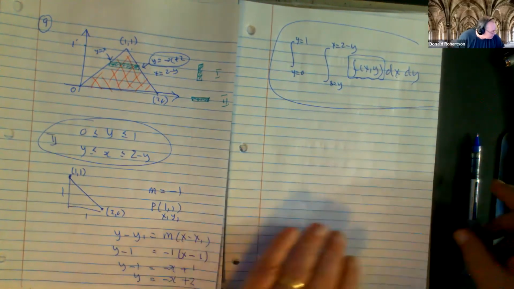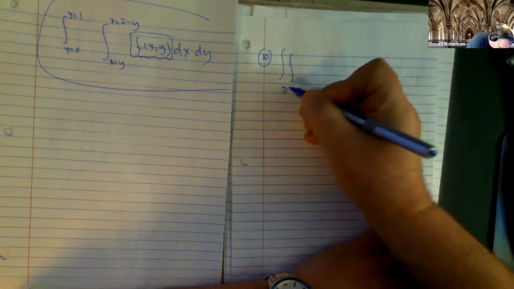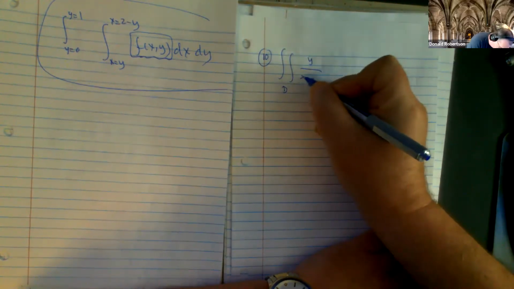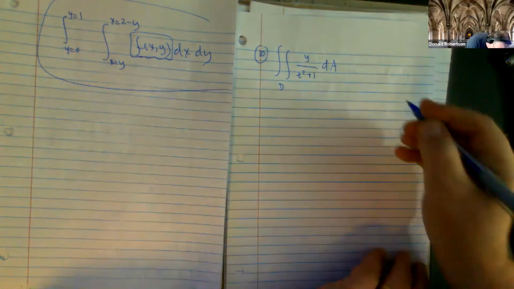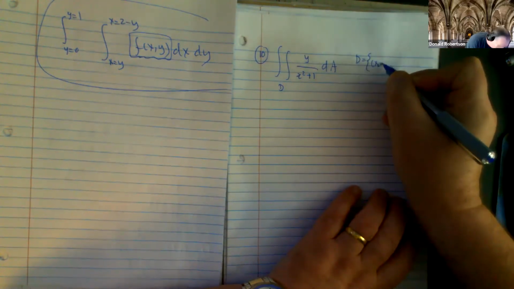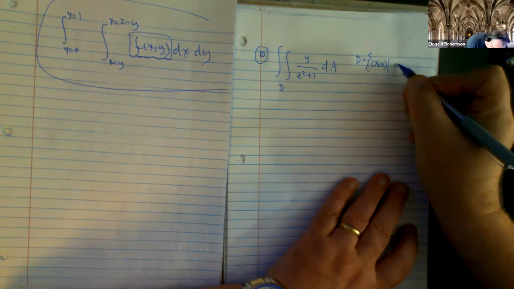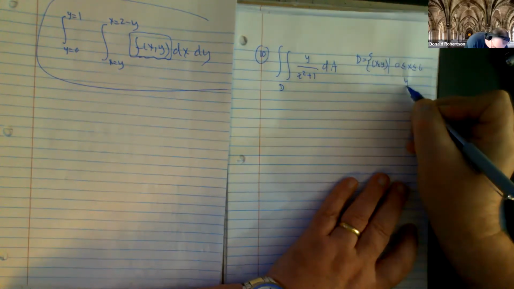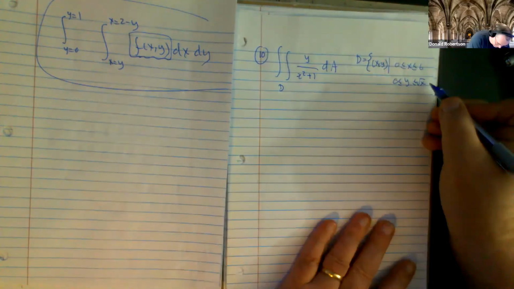Let's try 10. We have a double integral over some region D. That's pretty basic. D is given to us, so that's nice. We don't need to worry about D. And it's going to be x goes from 0 to 6, and y is going to go from 0 to the square root of x. Okay, I can handle that.